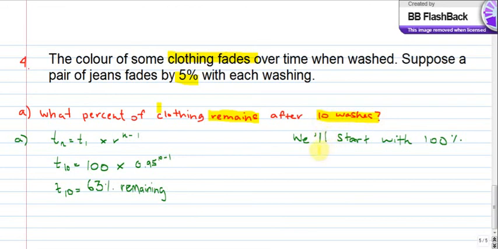So you want to start off with the T1. If we're using percentages, we'll just start off with 100% as our T1. So we'll substitute T1 as 100, and the question's asking how much remains. So if 5% is faded, we know that 95% remains, so it'll be 0.95 as our ratio. And then now they're asking after 10 washes, so we just substitute 10 for the number of terms. And once you calculate all that, you find out that after 10 washes, 63% of your original jeans' color is remaining.